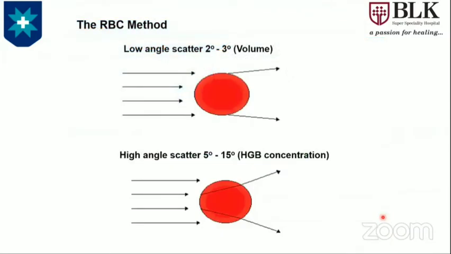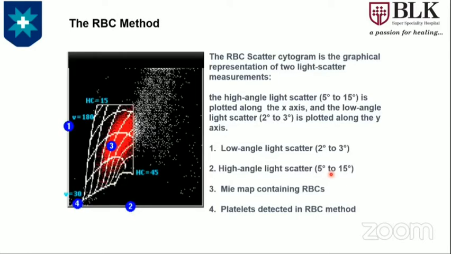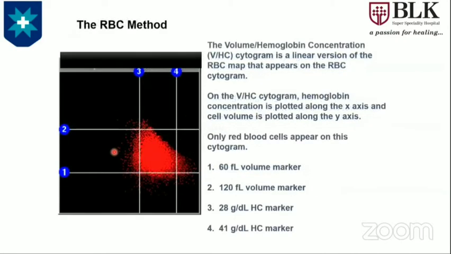So when you look at the RBC methodology, this methodology allows you to look at the cells at the low angle scatter, wherein you pick up the volume, and at the high angle scatter, you're able to pick up the hemoglobin concentration. And eventually you plot them against a scatter plot, wherein you are plotting both of these, the low and the high angle scatters, and detecting them on the basis of their scatter properties. Once you look at the RBC scatter plot, you are able to look at cells which are condensed in the form of a scatter, a dot plot.